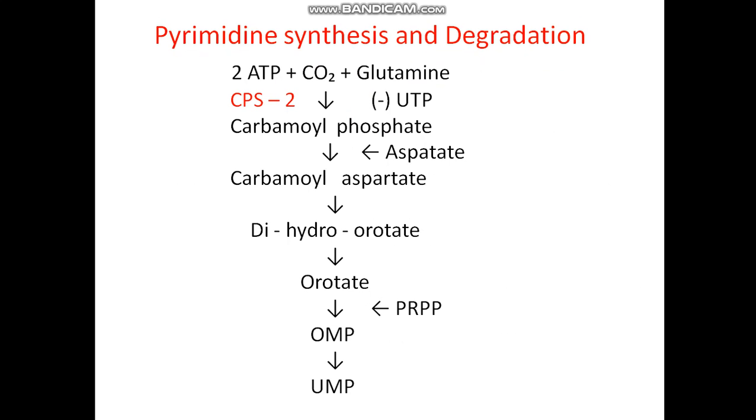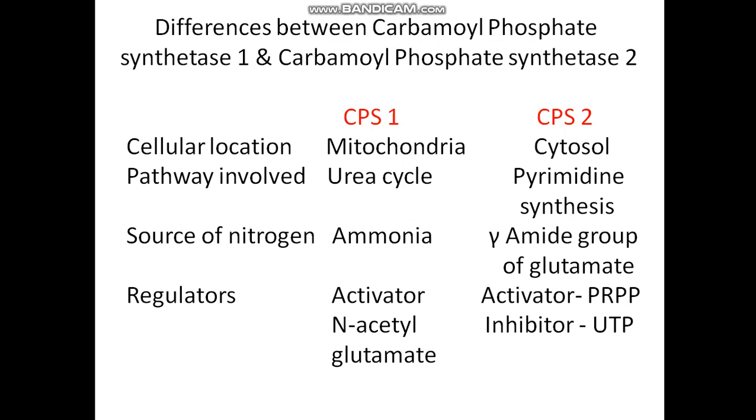And one point is there are two enzyme complexes which are functioning in this pyrimidine synthesis pathway. There is a difference between carbamoyl phosphate synthetase 1 and carbamoyl phosphate synthetase 2. You know CPS1, CPS2: cellular location, mitochondria, cytosol; pathway involved, urea cycle, pyrimidine synthesis; source of nitrogen, and regulator.